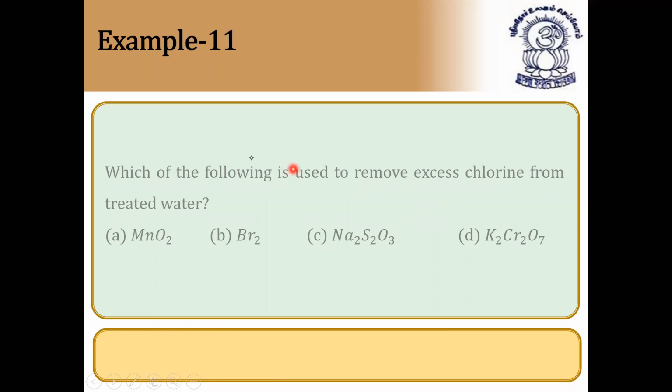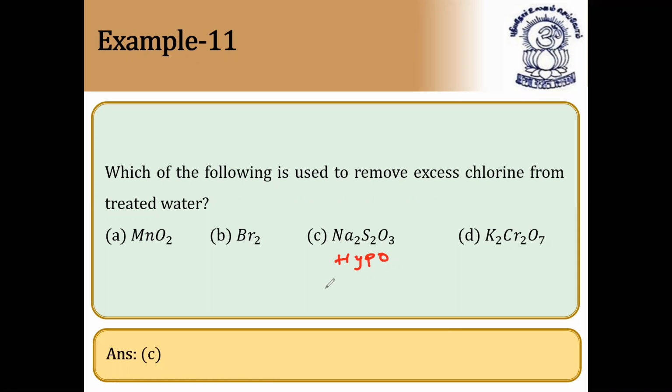Next question. Which of the following is used to remove excess of chlorine from treated water? Potassium dichromate, sodium thiosulfate, bromine, or manganese dioxide. So answer is sodium thiosulfate, Na2S2O3, commercially called hypo. Thio means sulfur replacing oxygen. It removes excess of chlorine from water. I hope it is clear. Next question.